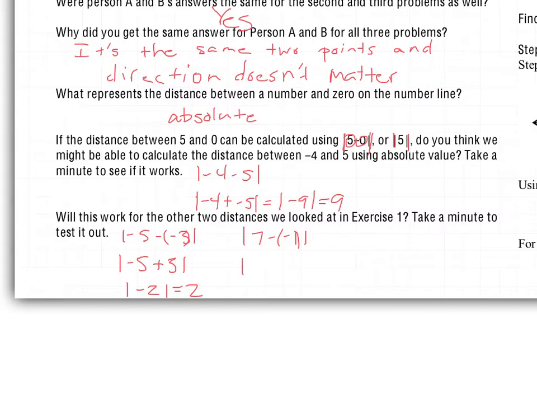Same thing over here. I'm going to change this to add the opposite. Absolute value of 8 is 8. So no matter what way we do it, we're going to see that this formula works to help us find the distance, or the absolute distance, between two values.